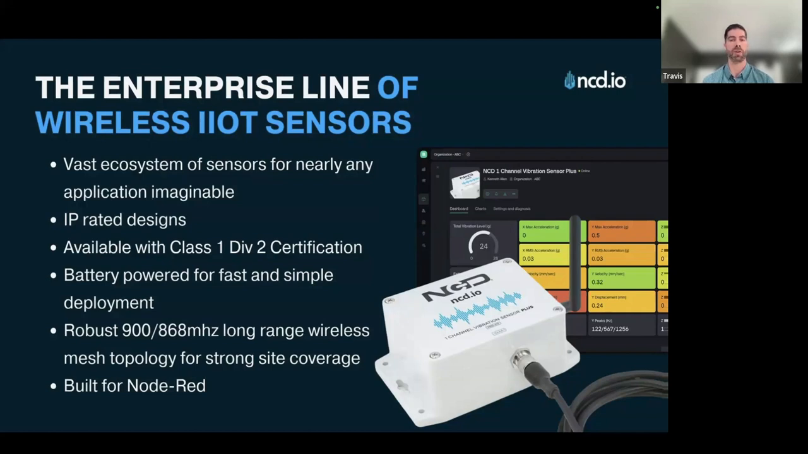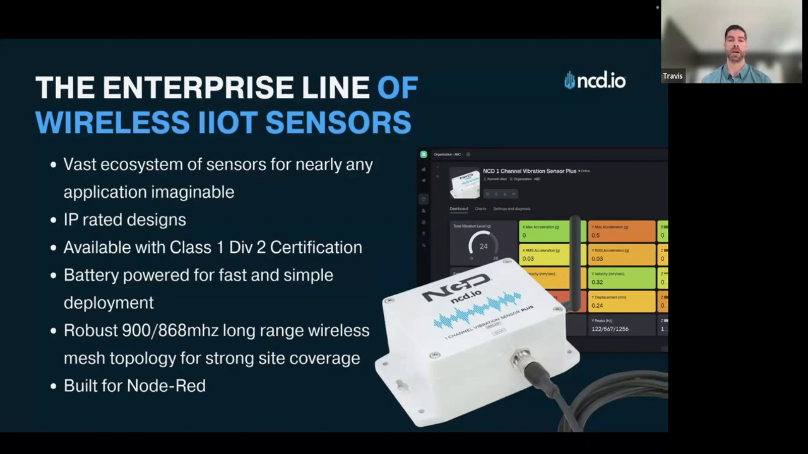These devices are all IP rated. Some of them also offer Class 1 Div 2 certification, which is something you won't find just anywhere. So we're very proud of that. Pretty much all of them are battery operated. That means you don't have the high overhead of running power to monitoring locations where maybe power is not available. That can add up and cost very quickly. So battery power is a must.